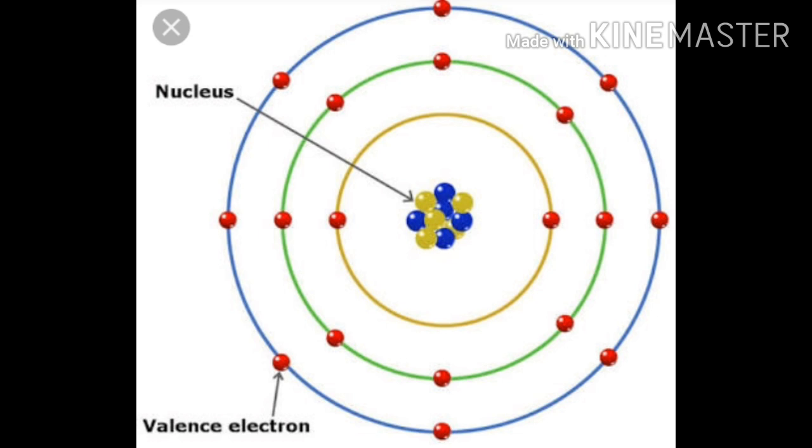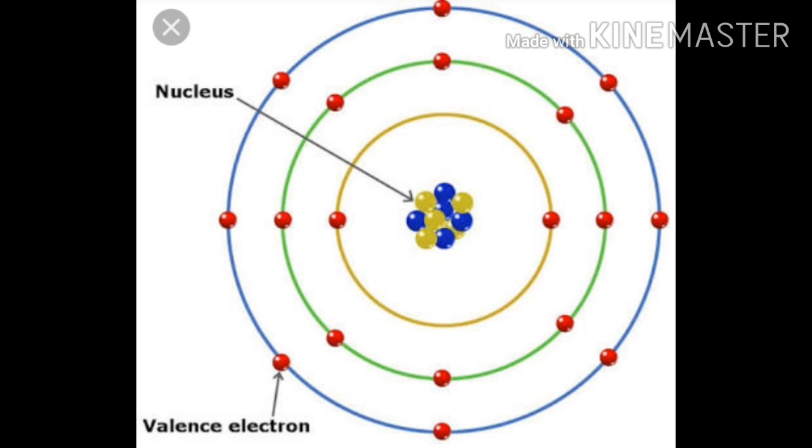Before that, we came to know what valence shell electrons are. The outermost shell of an element contains some electrons. Those electrons are called valence shell electrons. Every element has different valence shell electrons, as we saw before.